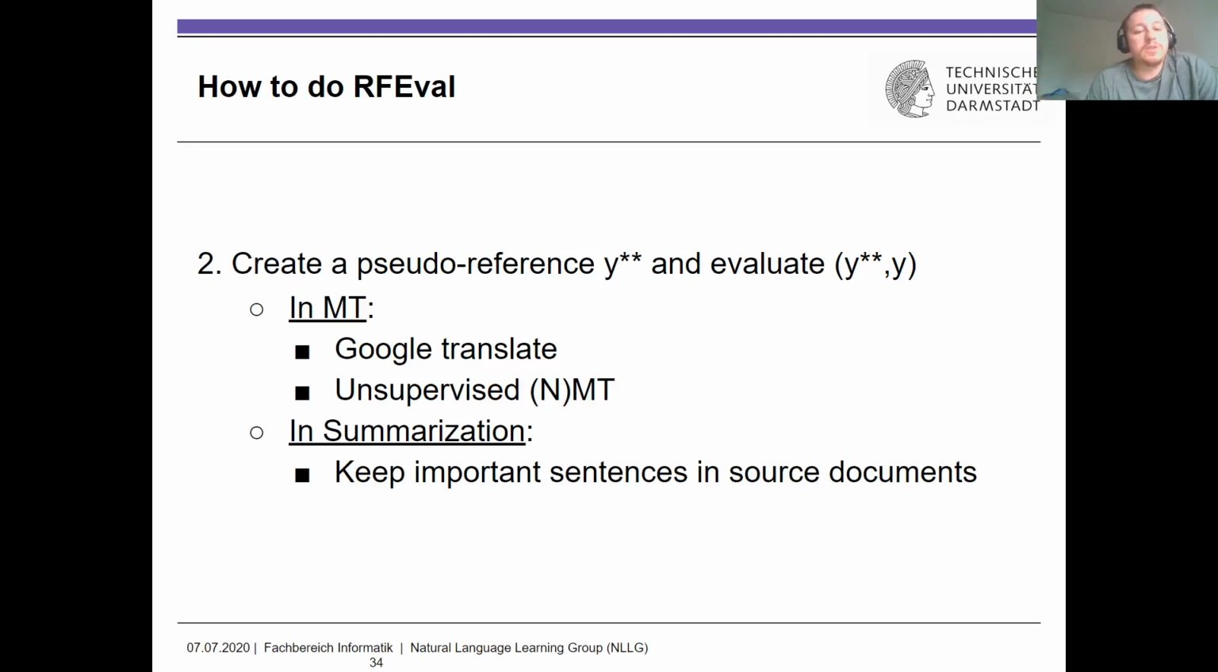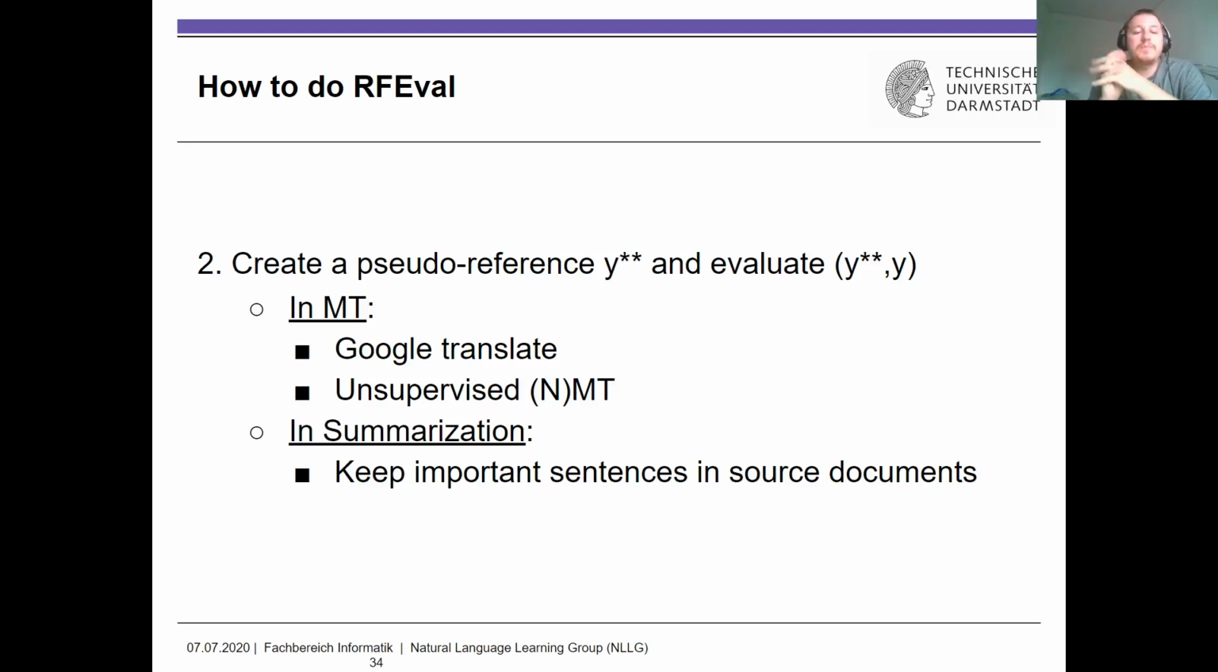Or you could use something like unsupervised neural machine translation, right? We have already seen a very tiny little bit on that, but in principle you could generate a pseudo-reference using unsupervised neural machine translation. And in summarization, how would it look in summarization? What is a pseudo-reference there?